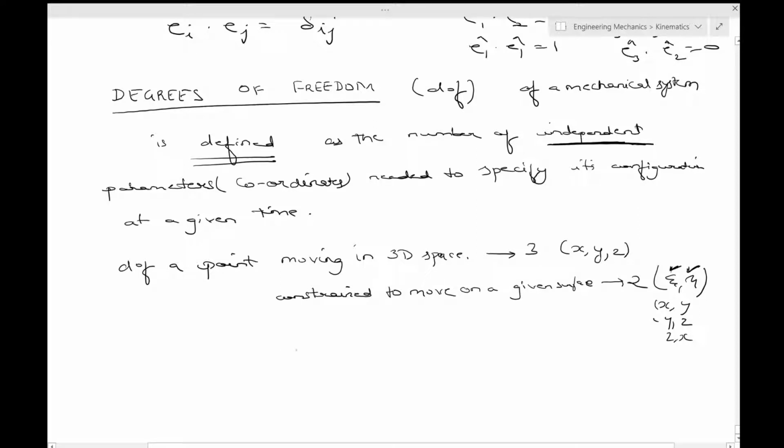Again, a point constrained to move on a given curve, this, as you know, is 1. The path coordinate. Yes, so this is the only independent parameter or coordinate needed. So that's the important part about this, that it has to be an independent parameter.